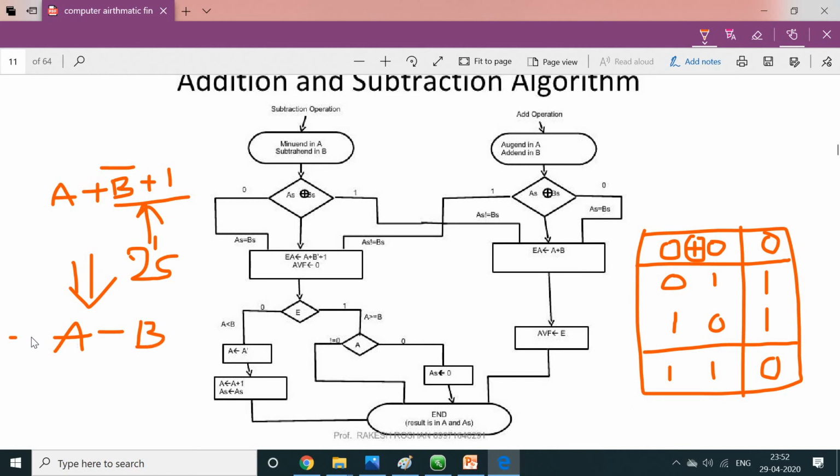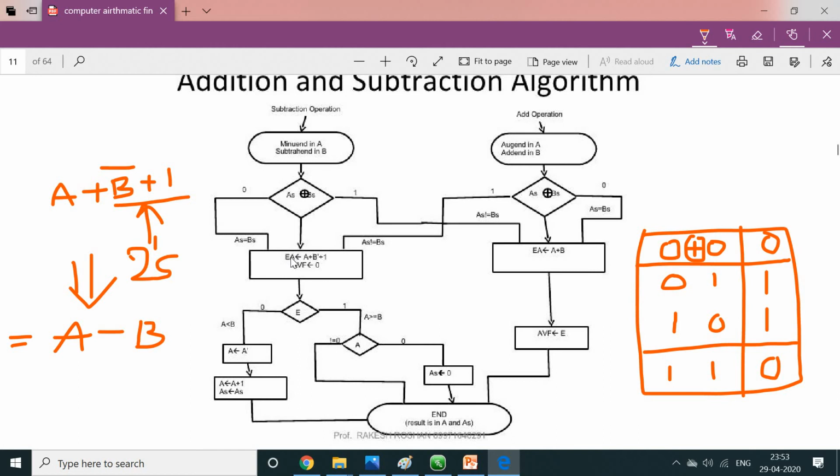If you want to perform the A minus B operation, find the 2's complement representation of B. To find the 2's complement representation of B, we find the 1's complement of B and add 1. That value is added with A, which is the equivalent operation of A minus B. So overall A plus B bar plus 1 indicates the A minus B operation.